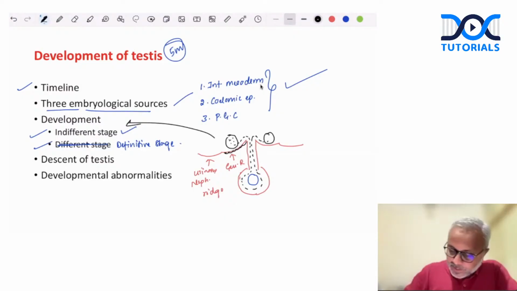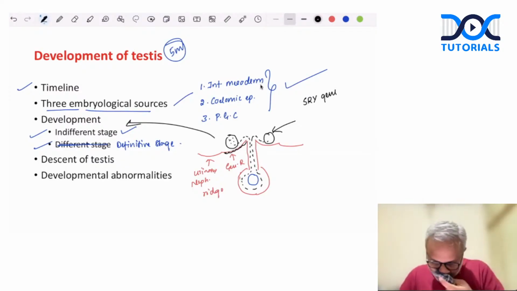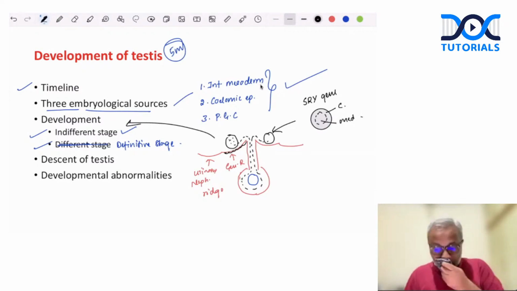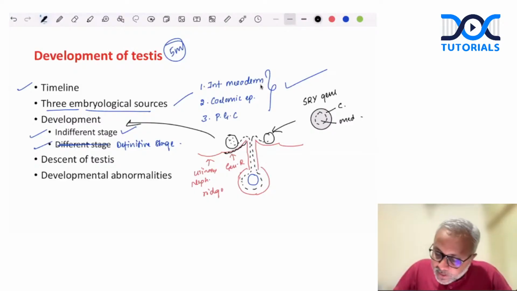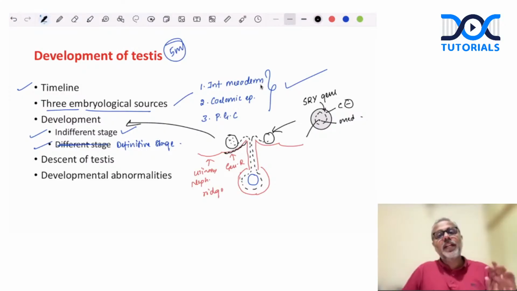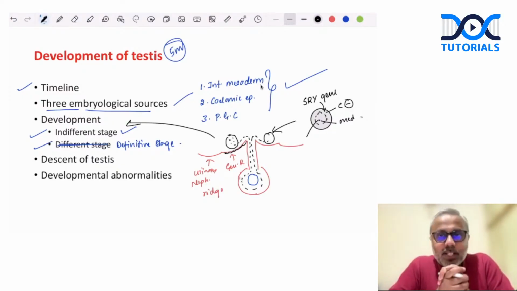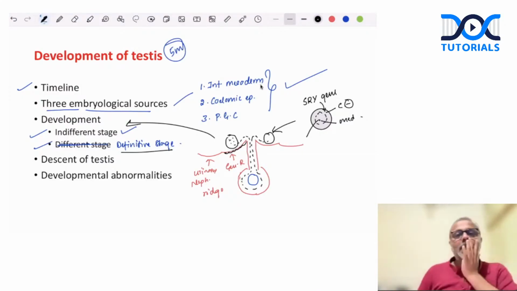What happens in the definitive stage? In the definitive stage, in presence of the SRY gene, we have the early gonad, which will have two distinct regions. One is the cortex and the other one is the medulla. In presence of the SRY gene, the cortex will regress, whereas the medulla will develop into testis. In the absence of the SRY gene, the cortex develops into ovary and the medulla regresses. This is what we need to explain in the definitive stage.